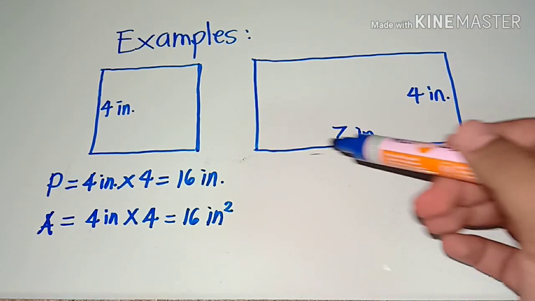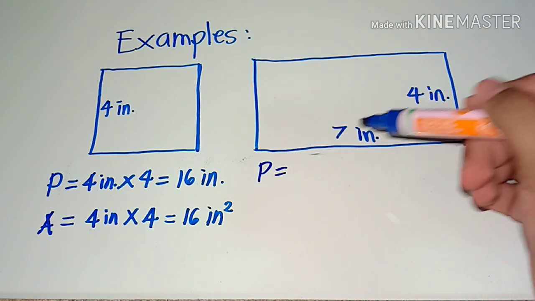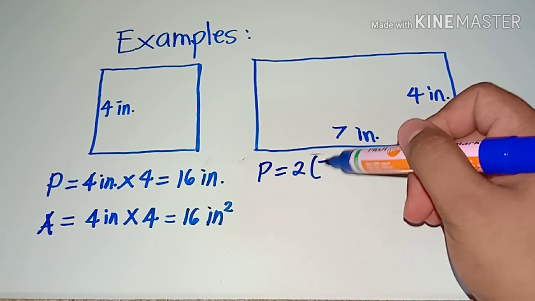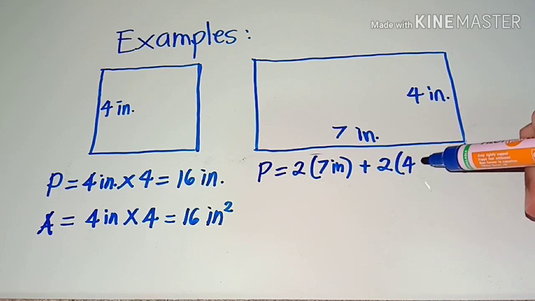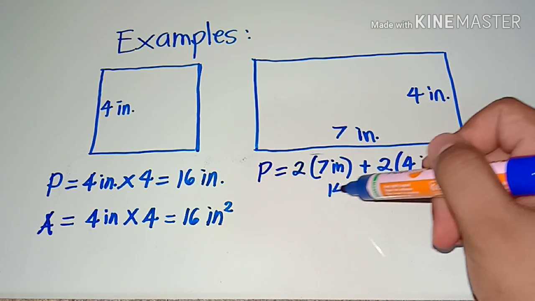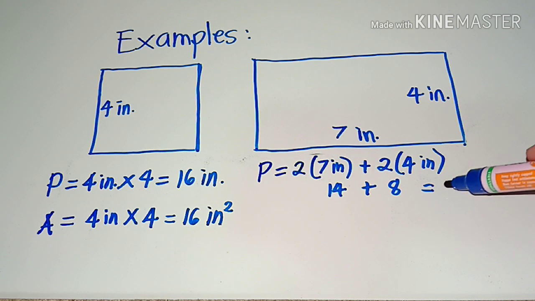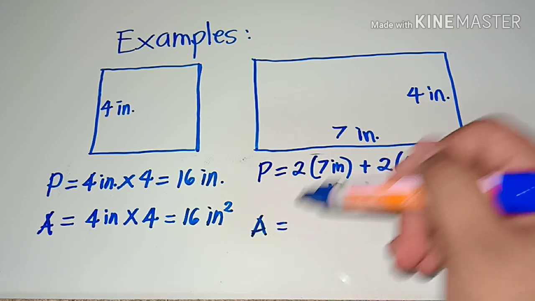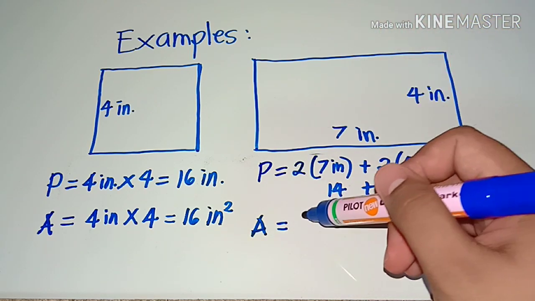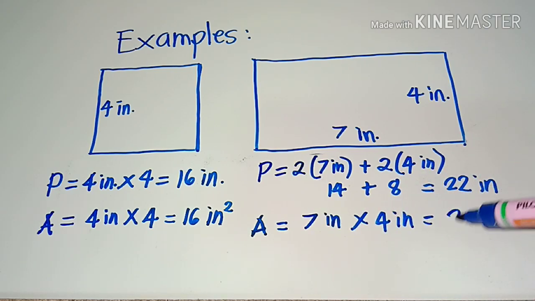And for this rectangle, the length is 7 inches and the width is 4 inches. In getting its perimeter, you will just double the length, so twice 7 inches, and add twice the width, which is 4 inches. So 2 times 7 is 14, plus 2 times 4 is 8, and 14 plus 8 is 22 inches. That's the perimeter of the rectangle. And in getting its area, you will simply multiply the length and the width, that's 7 inches times 4 inches, and that will give you 28 inches squared.